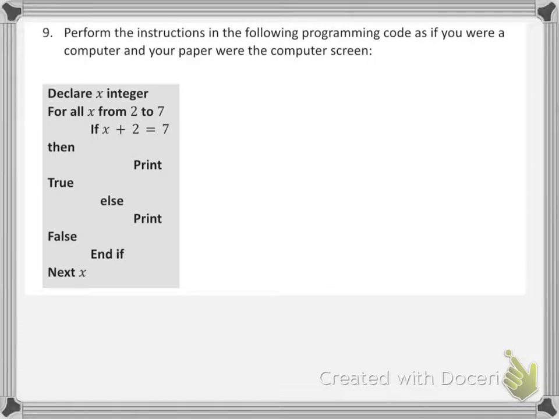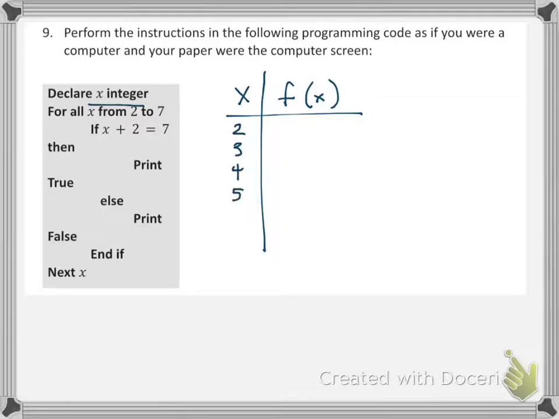Number 9, same thing. This time we're just going to print true or false. So I'm going to show that in my table, x, f of x, input, output. X is going to be an integer again. It's all integers from 2 to 7, so 2, 3, 4, 5, 6, 7. And if x plus 2 equals 7, then I'm going to print true. If not, I'm going to print false. And then I'm going to do that for every x. So here it is.